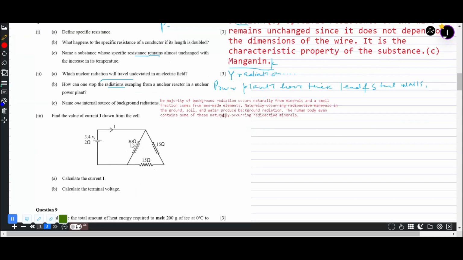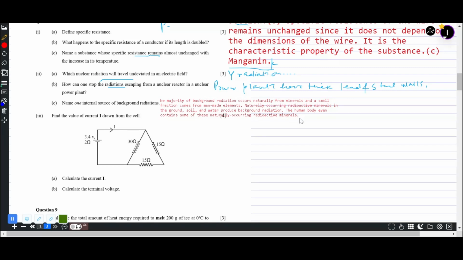Now next one. Name one internal source of background radiations. Even water gives background radiations. The majority of background radiation occurs naturally from minerals, and a small fraction comes from man-made elements. Naturally occurring radioactive minerals in the ground, soil and water produce background radiation. Even the human body produces background radiations, with elements like potassium and carbon.